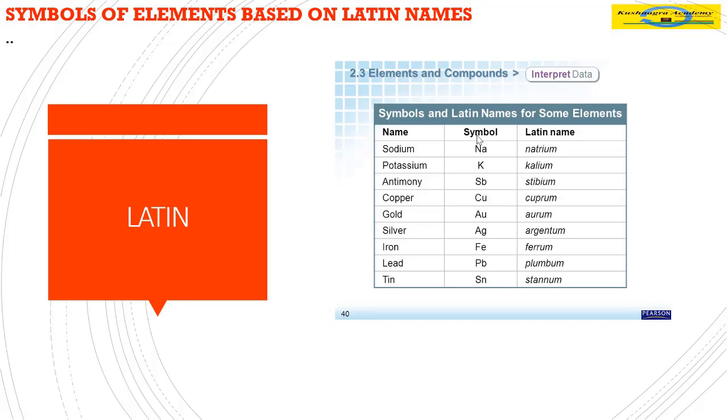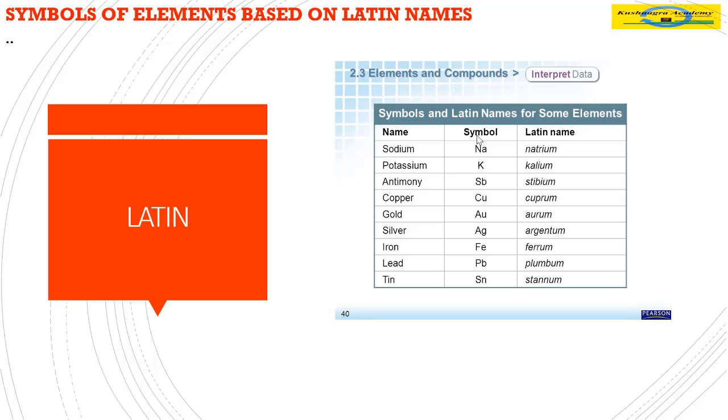Quantity of the element equal in mass to its atomic mass or gram atomic mass. For example, we take the example of potassium. The symbol of potassium is K. We can easily say that K represents the element potassium, and it also represents one atom of potassium.